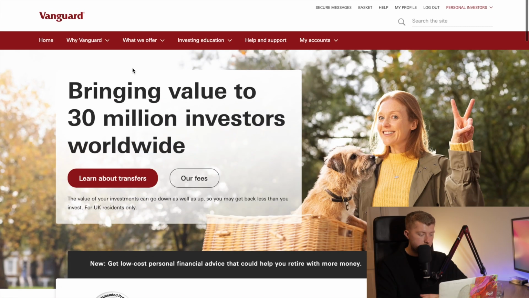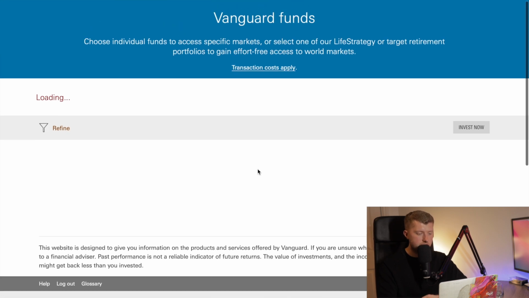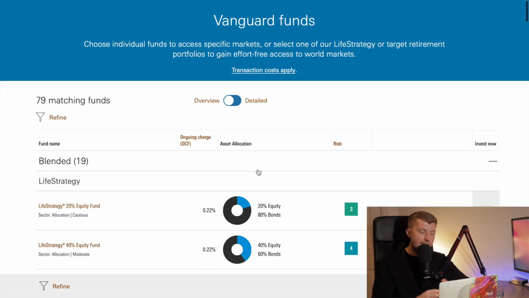Now, Vanguard itself, probably the key thing to call out, I'm just going to click on their full list of funds, because Vanguard solely provide their own list of diversified funds and ETFs which you can invest into. So if you do open an account with Vanguard, you can't actually invest into individual stocks. As an example, you can't invest into Apple or Tesla or Microsoft or any of the popular stocks out there. Instead, they have a very specific list of funds which they offer to their clients.